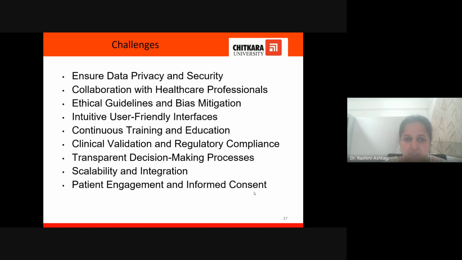Then collaboration with healthcare professionals, and then ethical guidelines and bias mitigation. Just now I said we will not get the things we want. The healthcare professionals may not easily provide them to us. Continuous training and education is required for this. Then clinical validation, regulatory compliances, scalability, integrity, patient engagement, informed consent.